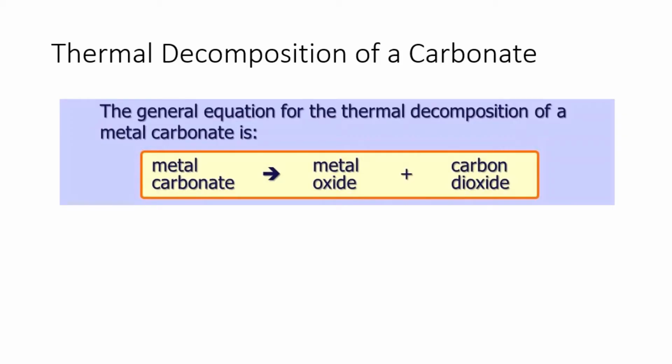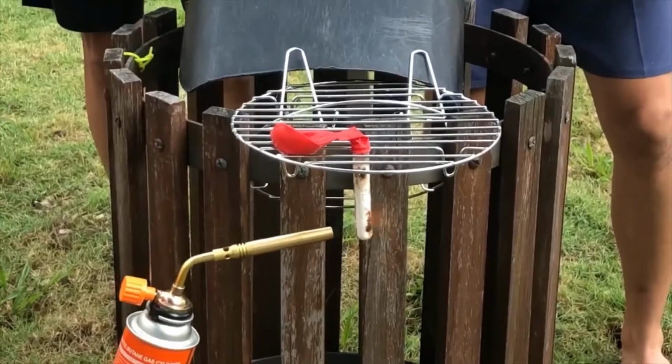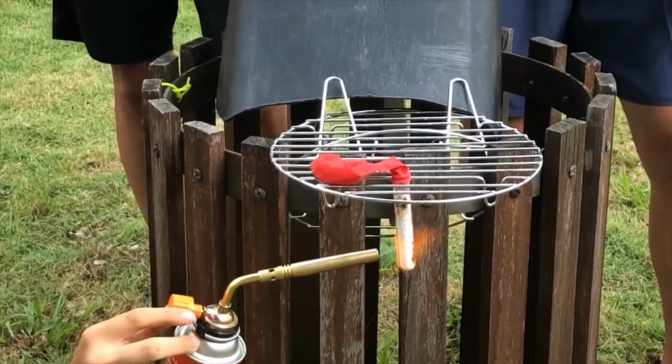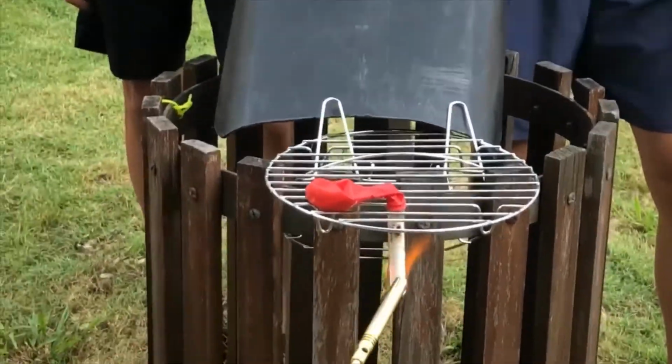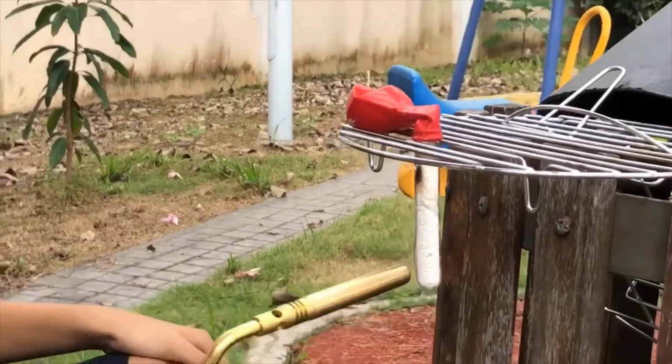Thermal decomposition of a carbonate. When a metal carbonate decomposes, it will form metal oxide and carbon dioxide. Moving on to the next experiment. First, fill the test tube with calcium carbonate and then connect the balloon with the test tube. Then heat the test tube and wait for the calcium carbonate to decompose and form carbon dioxide.